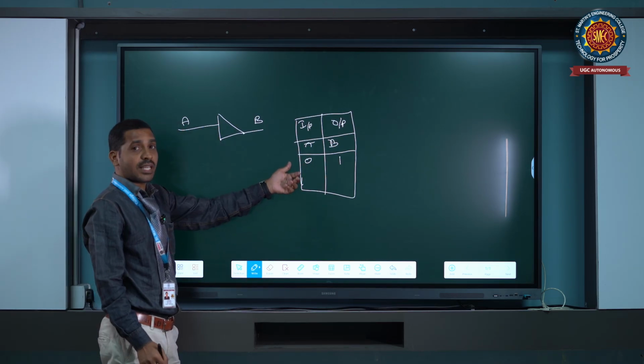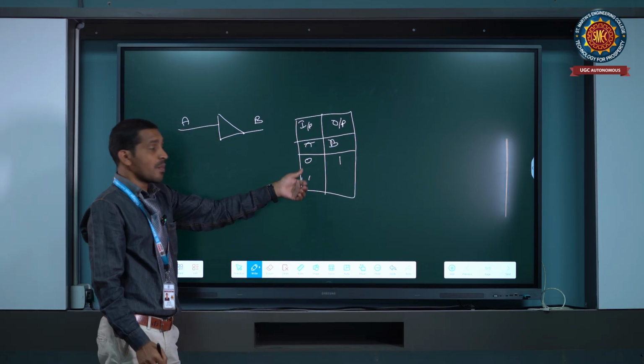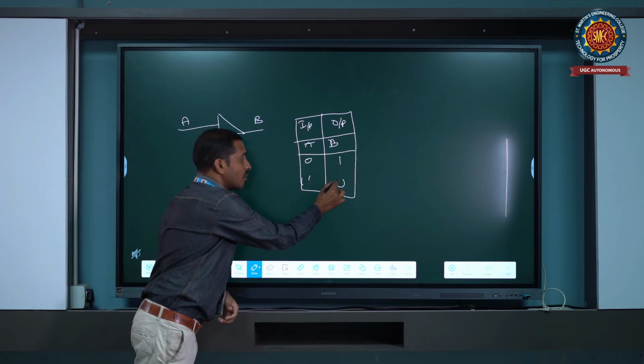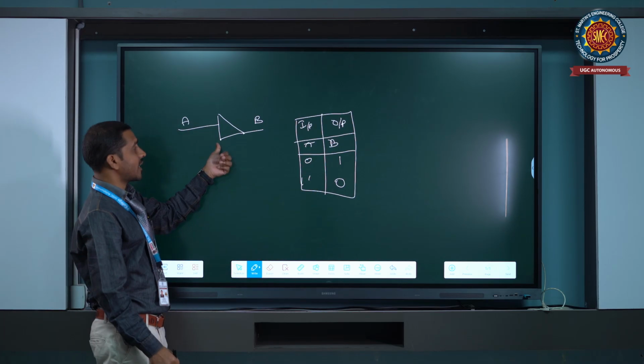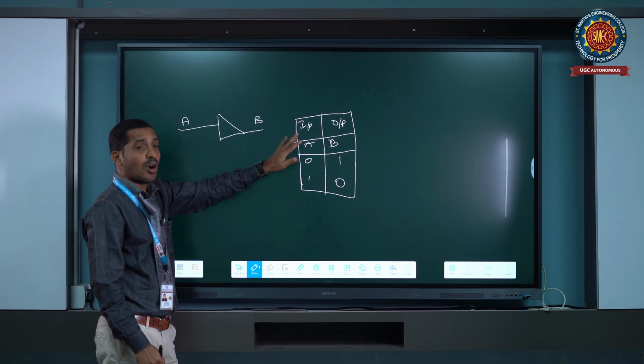Then if the input A is 1, it inverts the input, so the complement of 1 is 0, and it produces the output 0. This is the NOT gate. The NOT gate gives a single output.